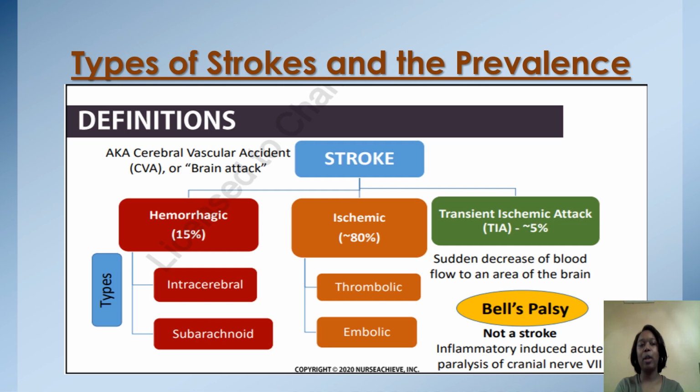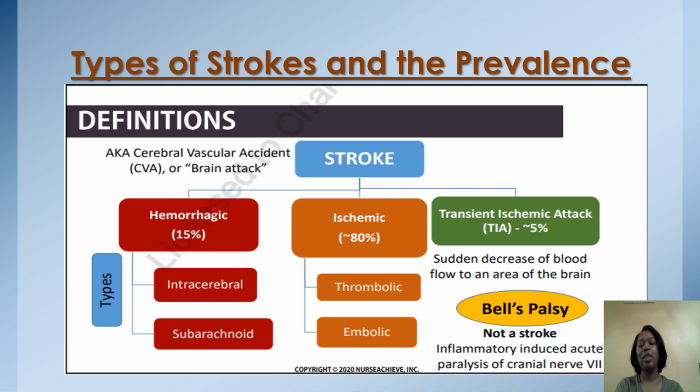There are two types of hemorrhagic strokes: ICH or intracranial hemorrhage, and SAH or subarachnoid hemorrhage. And ICH is caused by bleeding within the brain tissue itself and is a very life-threatening situation. SAH is caused by bleeding in between the arachnoid space and the pia mater, which is directly outside of the brain.